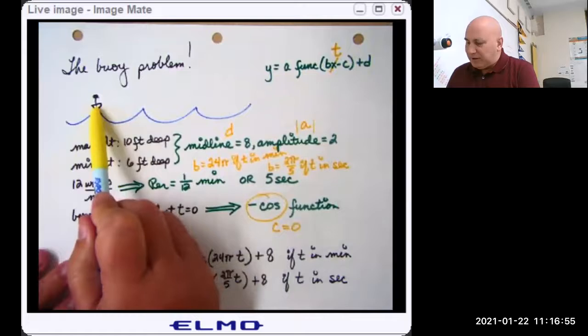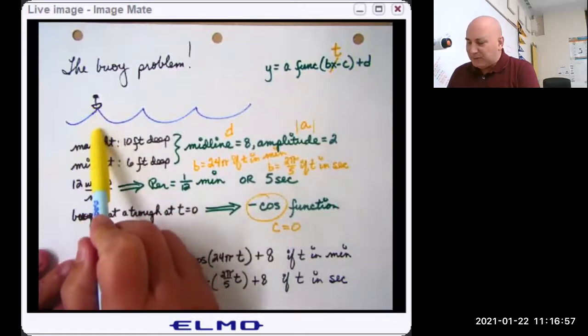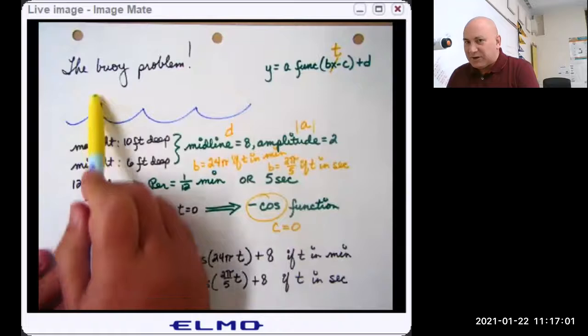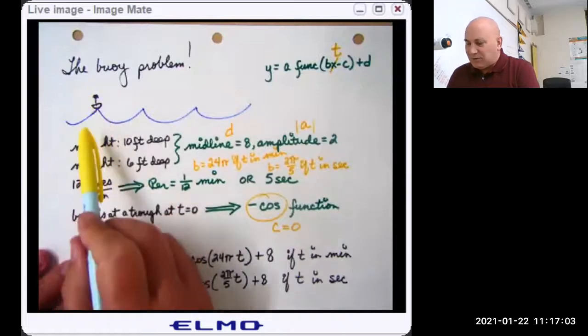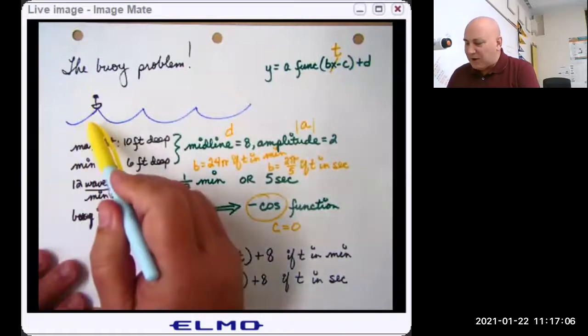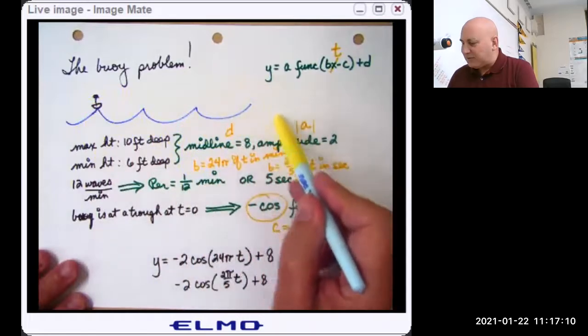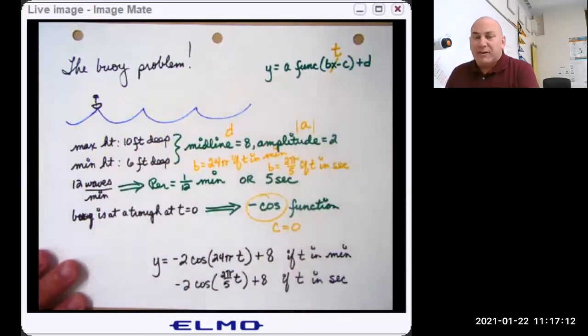So here a buoy is kind of chained to the bottom of the ocean, and as the waves go by, the buoy's just going up and down. If you were measuring that over time, the buoy's going up, then it's going down, up, then down. That would be a sine or a cosine curve. So let's look at some information.